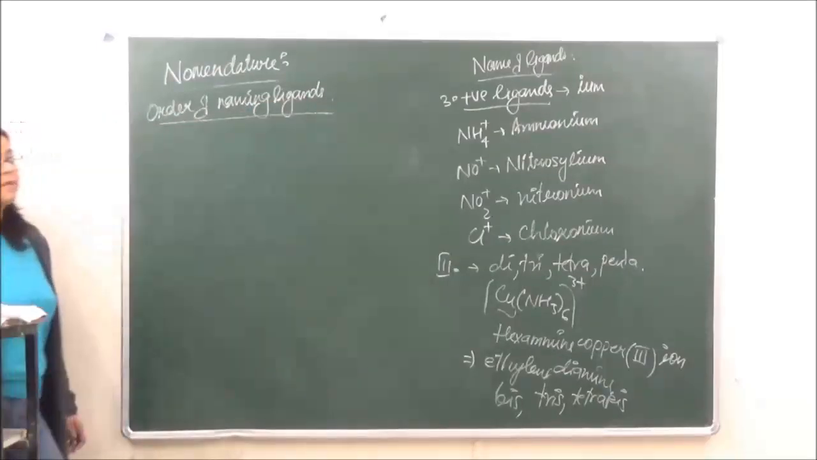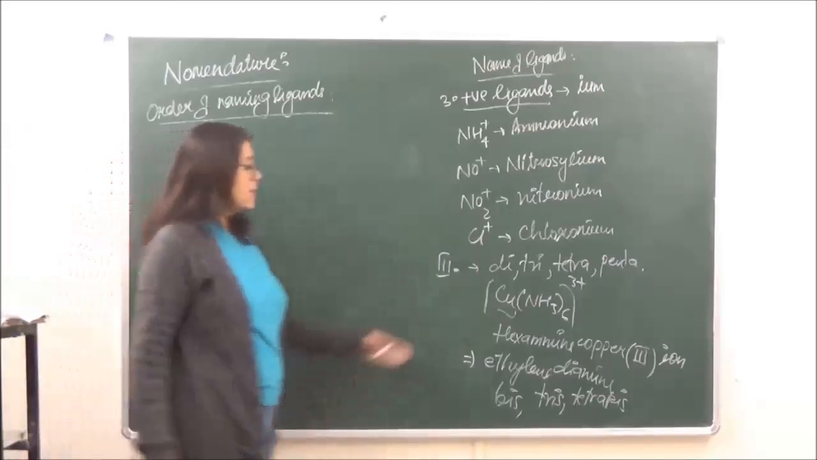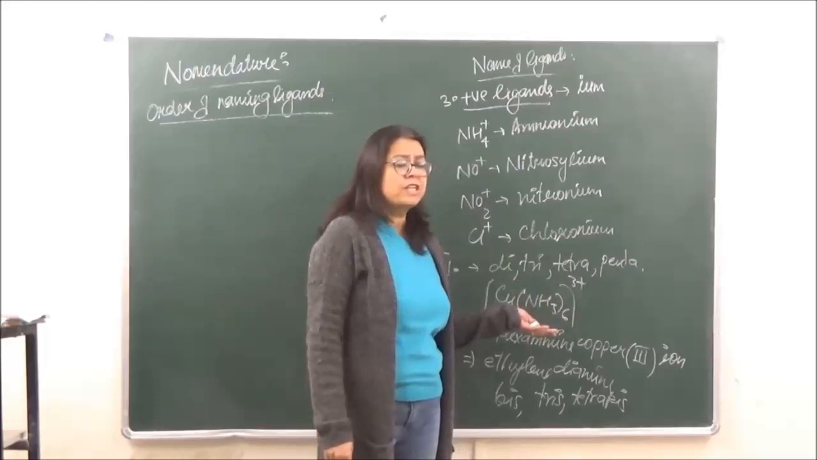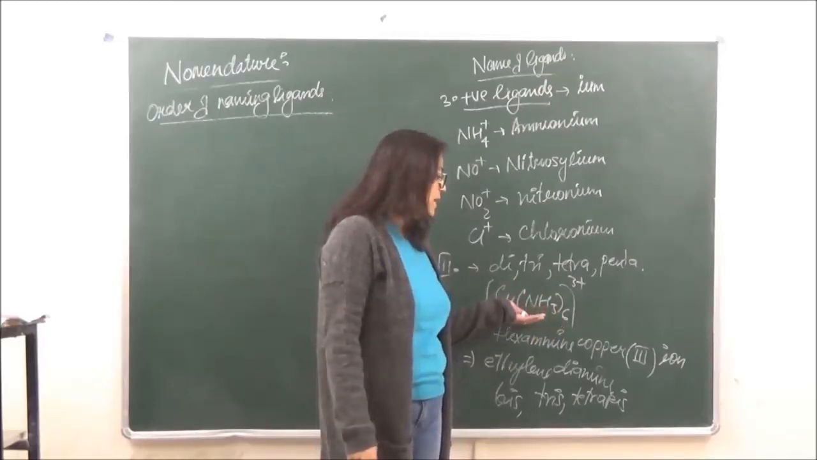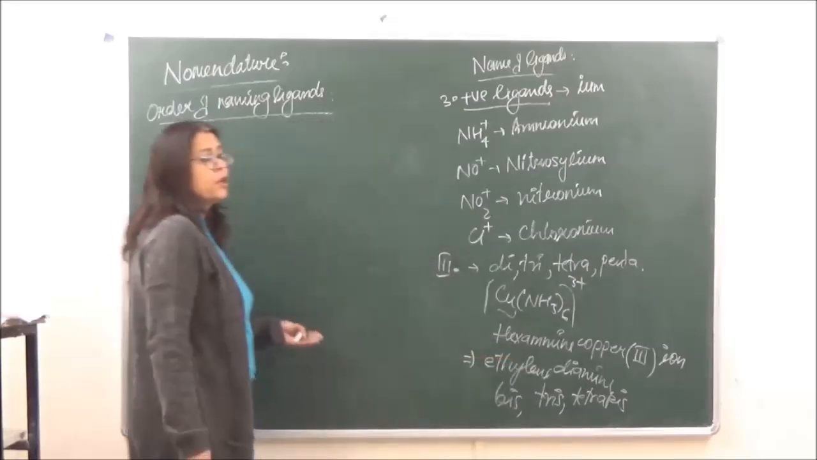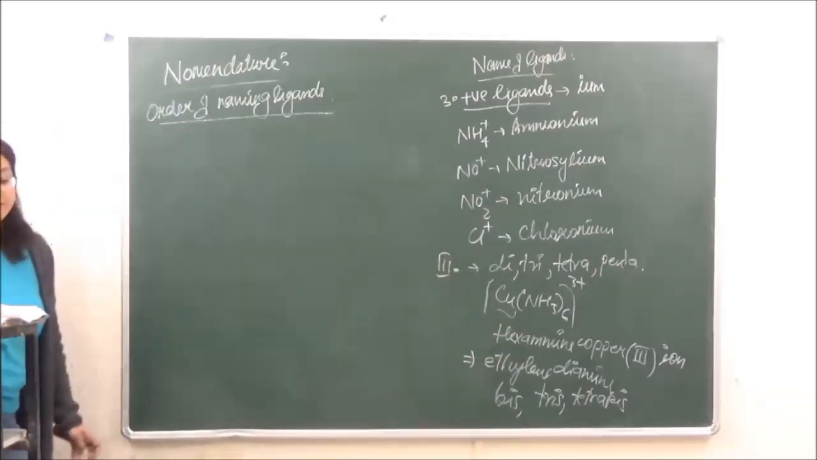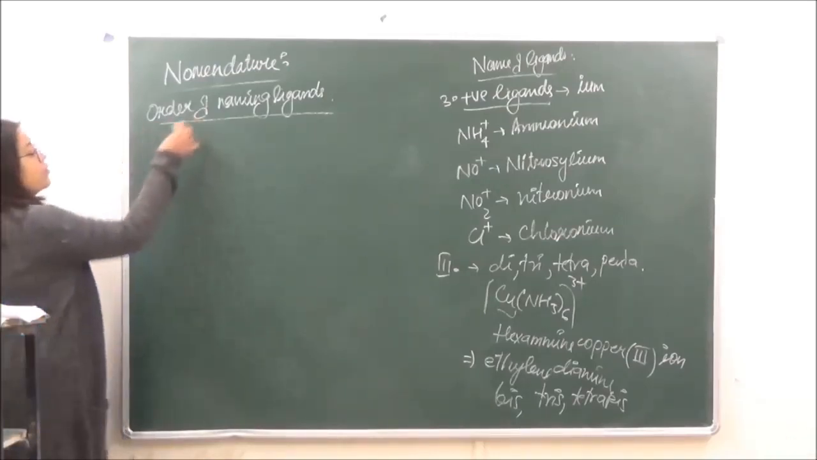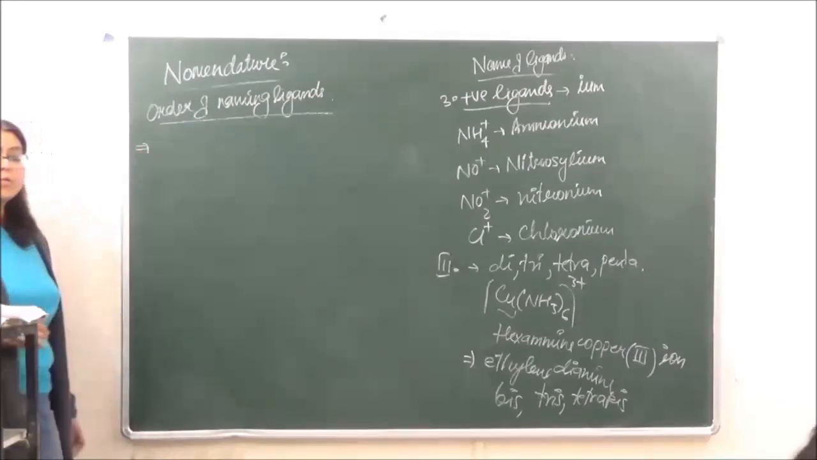Order of naming the ligands. Now, if we have homoleptic complexes, as we have already studied, in homoleptic the kind of ligands are going to be the same. So, if there is homoleptic, then this is what we are using. But if we have heteroleptic complexes in which there is more than one kind of ligand present, then we are going to name the ligands according to the following rules.